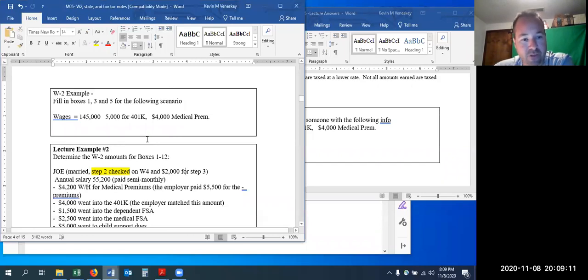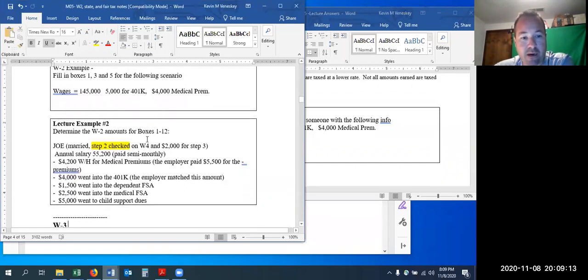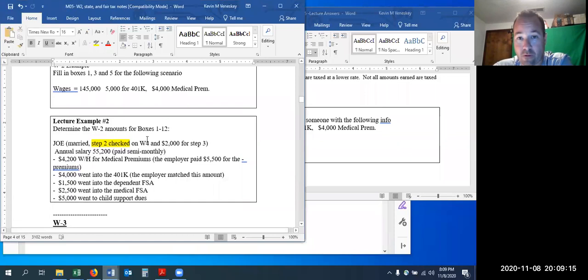All right, on this one, I actually want you to fill in boxes 1 through 12. Well, you're not going to fill in a couple of them just because they're not used, but especially boxes 1, 2, 3, 4, 5, 6, and box 10 and box 12. And the hardest one is going to be box 2 because you're going to need to actually do the calculation. All right, go ahead and pause now.